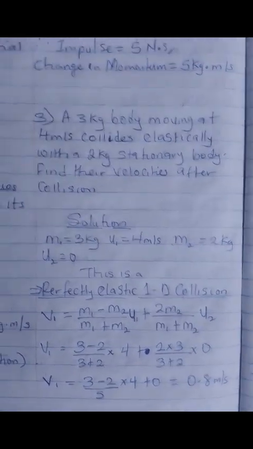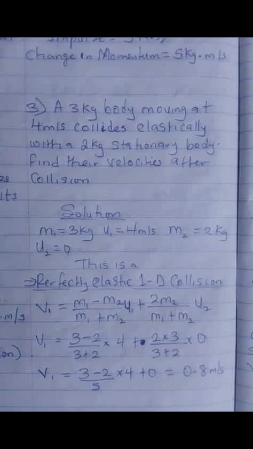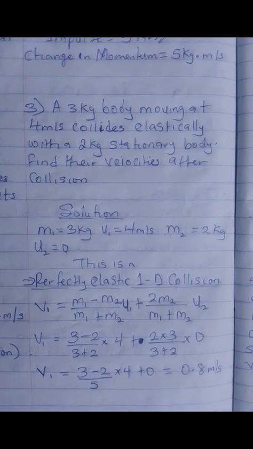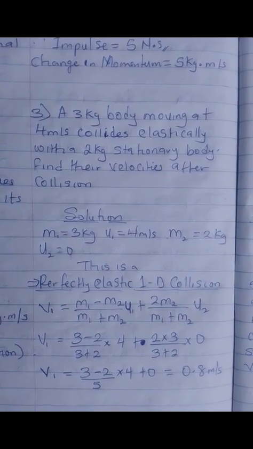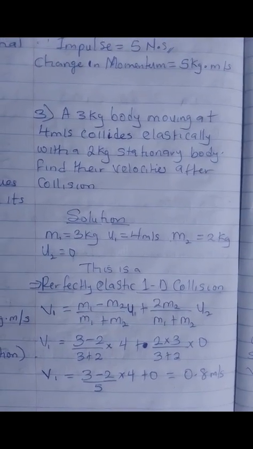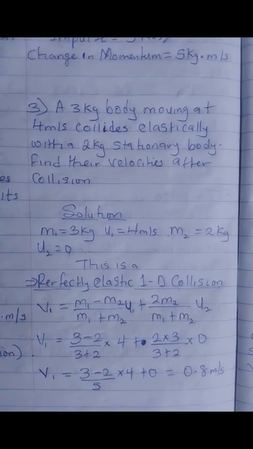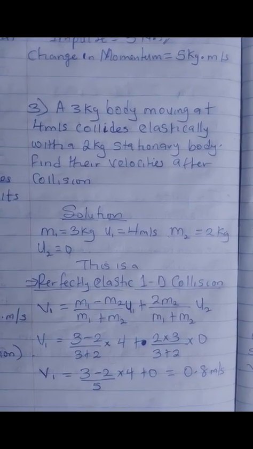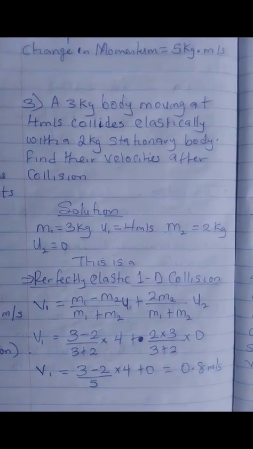This is a perfectly elastic 1D collision. Why is it referred to as 1D? Because the other body is stationary while one of the bodies is moving. So that means there is only one direction. So it's only moving in a single direction. Okay, now let's solve the question.